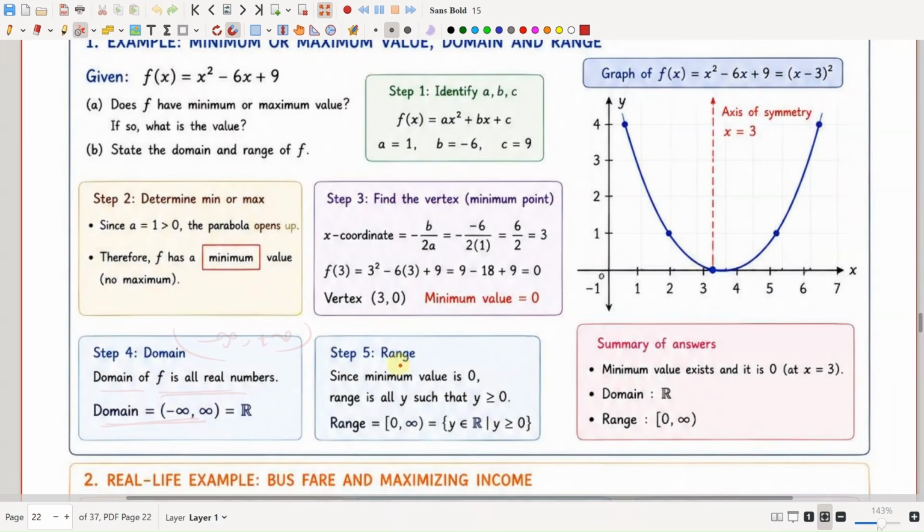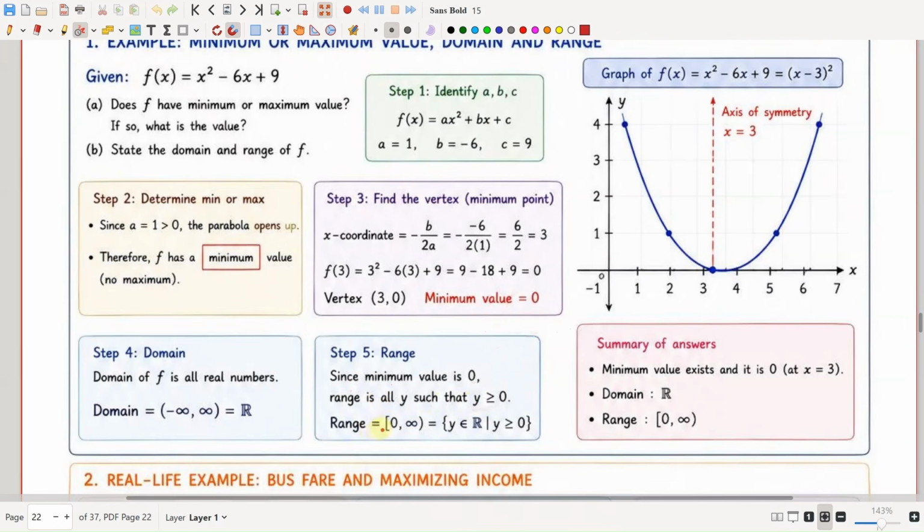But the range is, since the minimum value is 0, the range is all y such that y is greater than or equal to 0. We found that the minimum value itself is 0, so you cannot go beyond that, minus 1, minus 2, you cannot go, right? So the minimum value is 0.